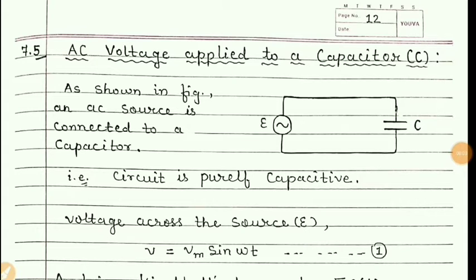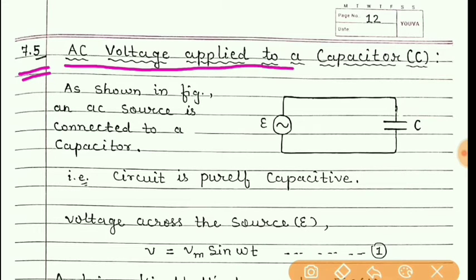Hello students, in our last lecture we studied about AC voltage applied to an inductor. Now here topic number 7.5 is about AC voltage applied to a capacitor. So now in place of inductor, here it is capacitor. This is the source.